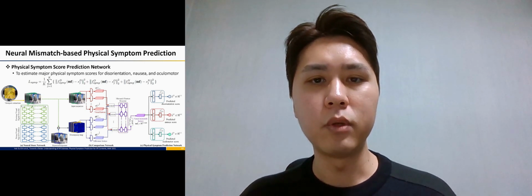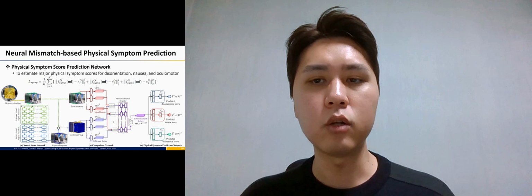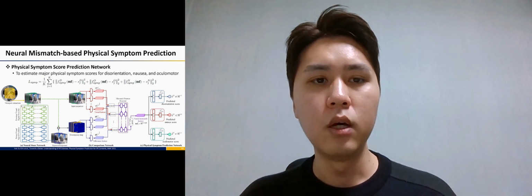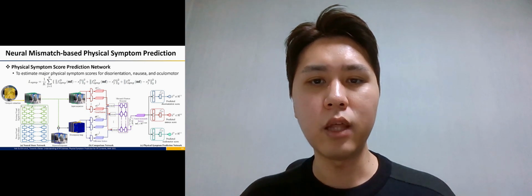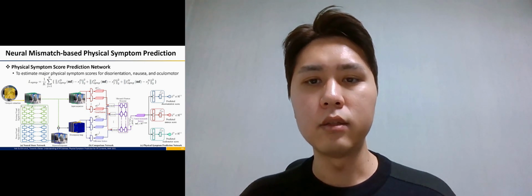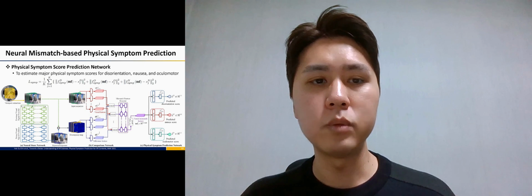For this purpose, in the training stage, the sickness scores for disorientation, nausea, and oculomotor are predicted from the neural mismatch feature by minimizing the objective function between the predicted symptom scores and the ground truth scores. In this work, mean sickness score values for disorientation, nausea, and oculomotor obtained from subjects are used as the ground truth physical symptom scores.